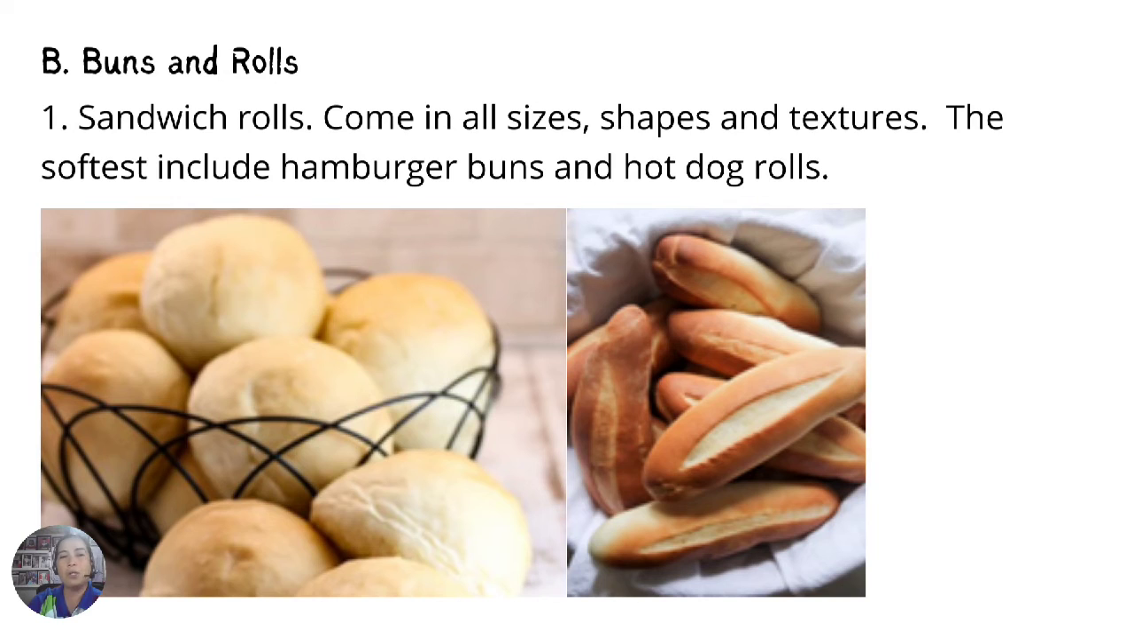Ayan. When we say buns and roll, number one dyan ay yung sandwich rolls. When we say sandwich rolls po, this comes in all sizes, shapes, and textures. The softest include hamburger buns and hot dog rolls. So basically, when we say buns and roll, best example dyan is the one that we use in making hamburger, that is buns, and the one that we use in making hot dog sandwiches, that is hot dog rolls.